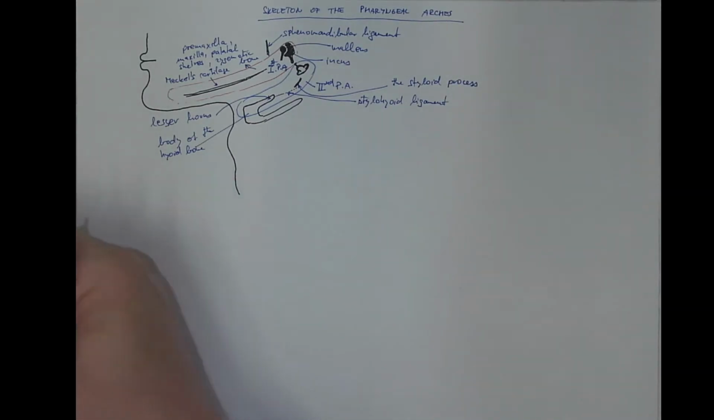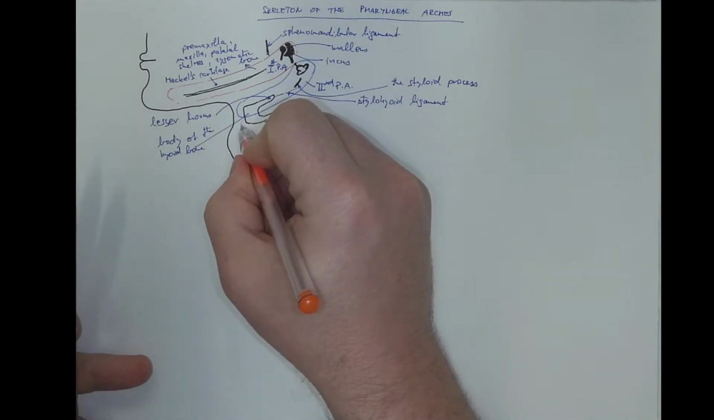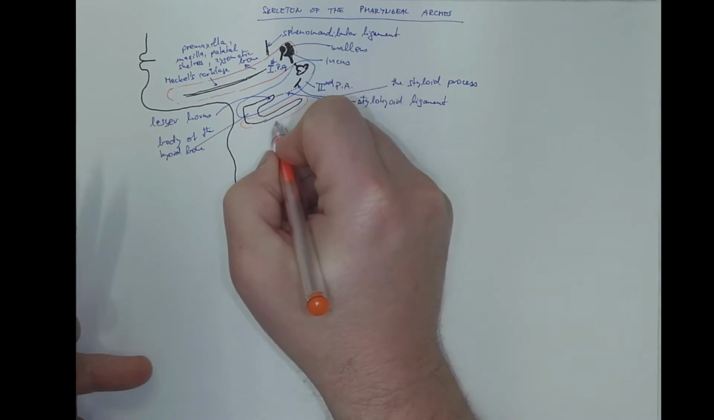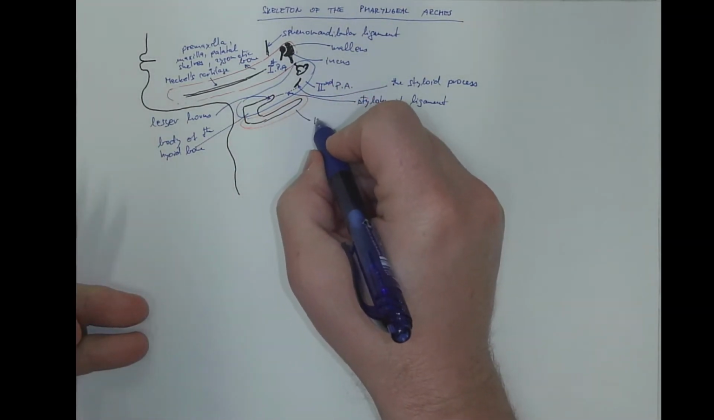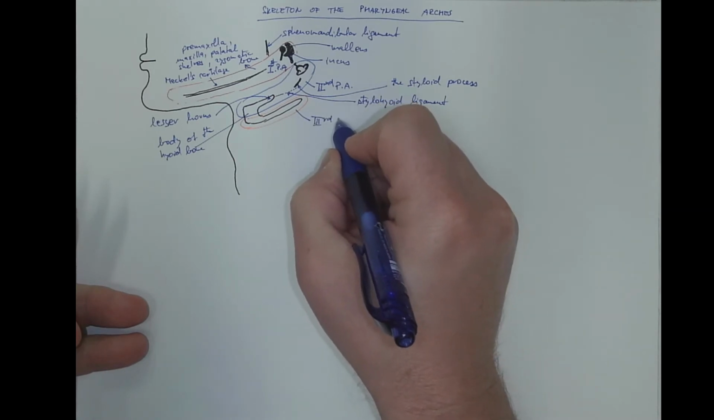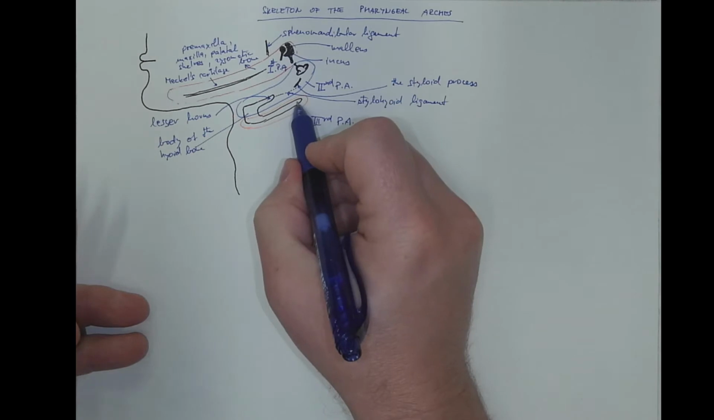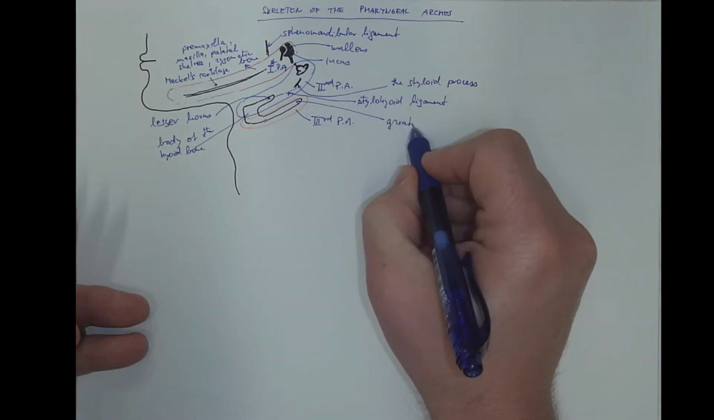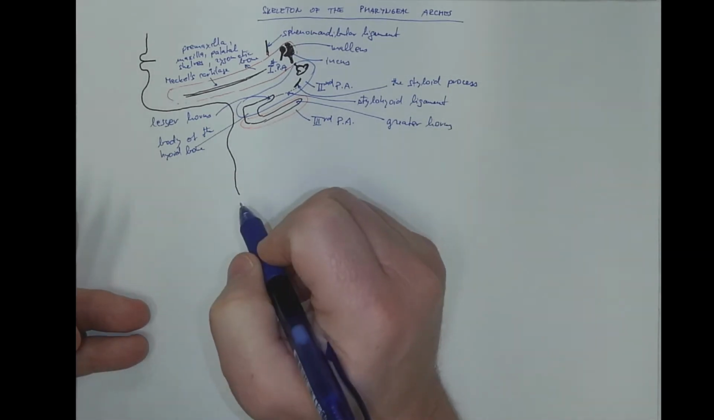The third arch gives rise to the lower part of the body of the hyoid bone and to the greater horns. So this is the third pharyngeal arch mesenchyme, and we got the greater horns and the lower part of the body of the hyoid.